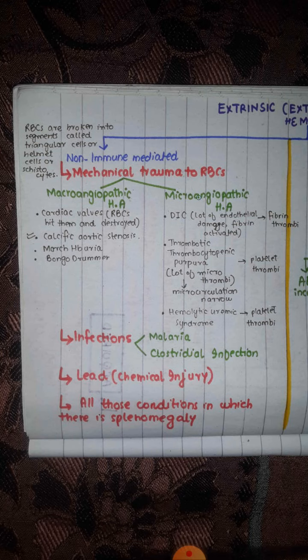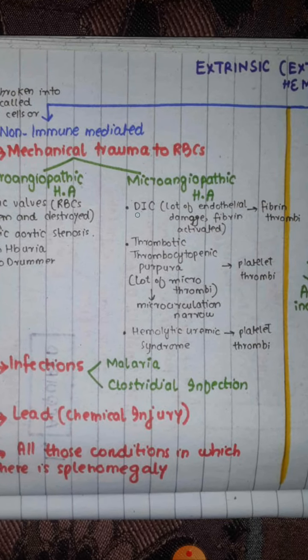Then what are the microangiopathic causes? There can be disseminated intravascular coagulation. In disseminated intravascular coagulation, there is damage to the endothelial cells of the small blood vessels, and when endothelial cells are damaged, then there is activation of fibrin and a lot of fibrin strands are formed. So the microcirculation becomes narrow, and when RBCs pass through these fibrin strands, then they are broken down.